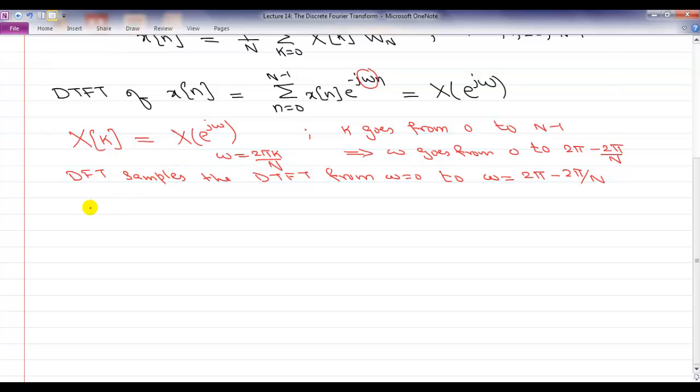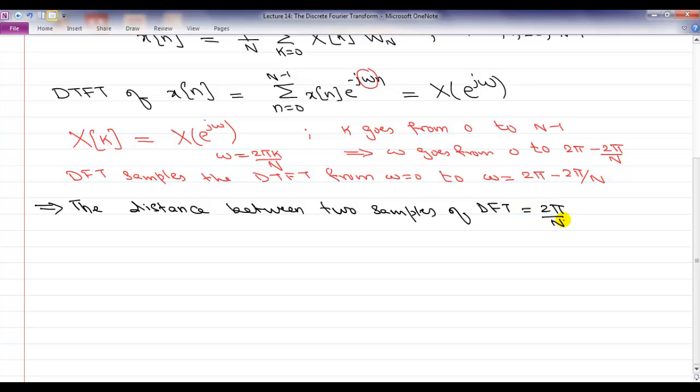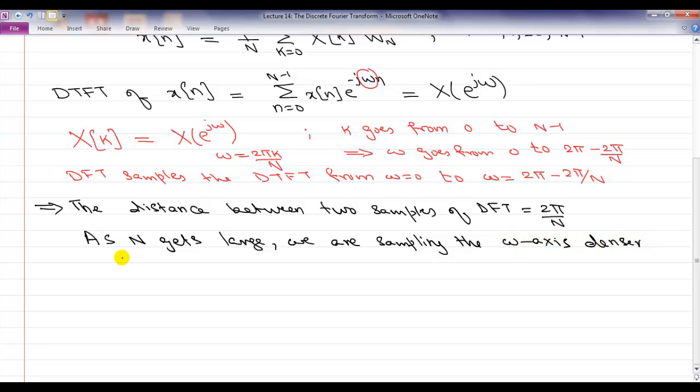And from this, what we concluded was that the distance between two samples of the DFT is equal to 2 pi over N. The range 0 to 2 pi gets divided into N bins, each of size 2 pi over N, which means that as N gets large, we are sampling the little omega axis denser and denser.